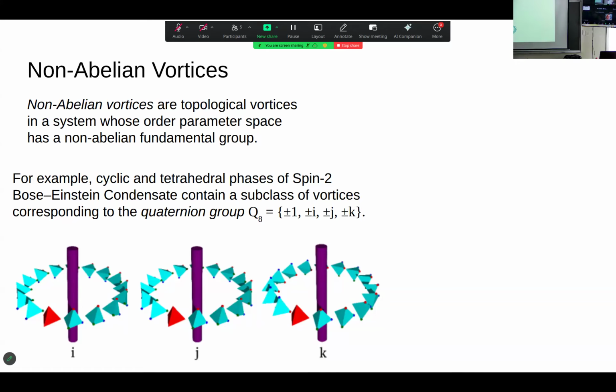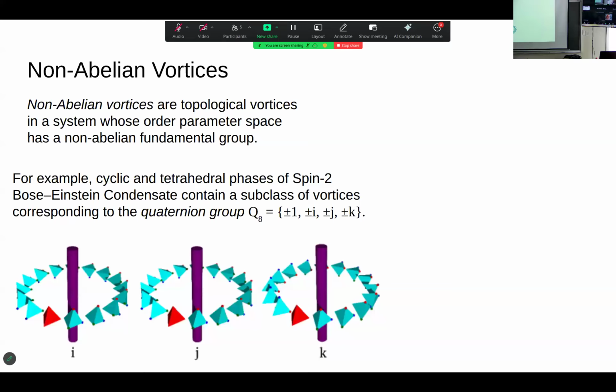It's just all the unit quaternions, so plus minus 1, plus minus i, plus minus j, plus minus k. I think we all know that this is not a commutative group, because the group operation is given by multiplication. And i times j is minus j times i. It's not the same as j times i.